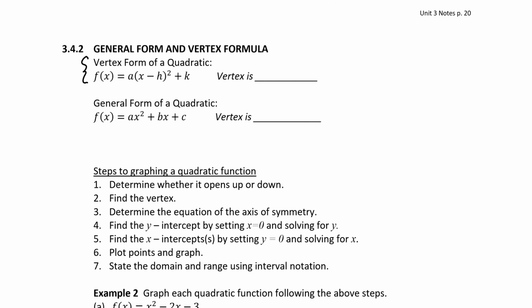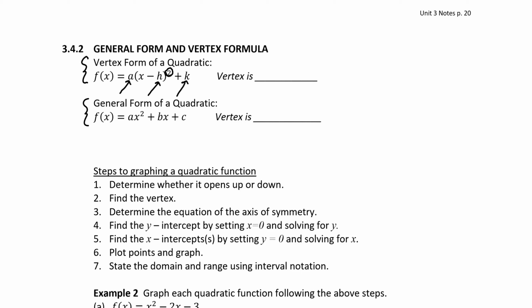The first form, called Vertex Form, is a familiar form. That is, I can recognize that it's a quadratic function. It graphs as a parabola. It's been stretched by a factor of a. It's moved to the right by h units, and it has moved up by k units. When we see a parabola presented in this form, we can graph by transformation.